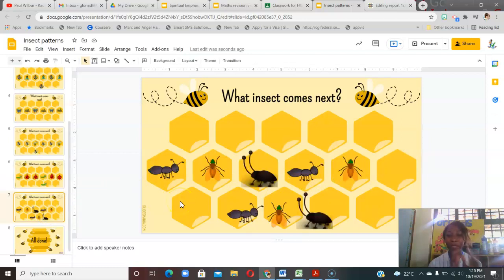Now this one is completely different, there are three different pictures here. Here's an ant, a fly, ants.